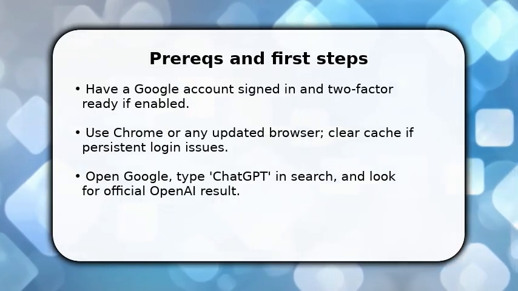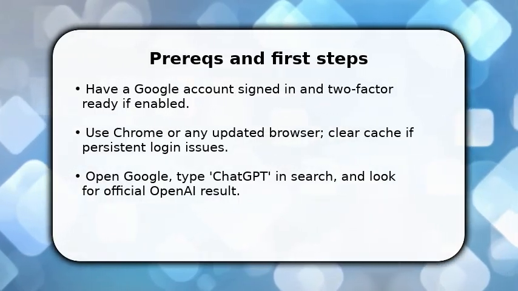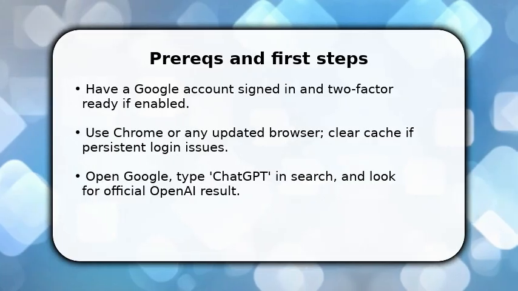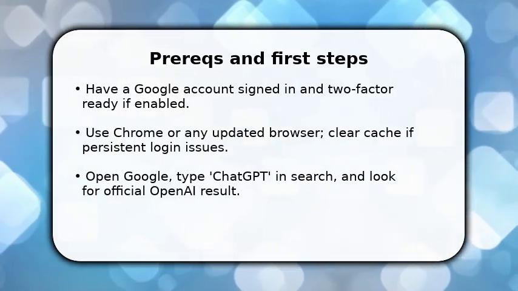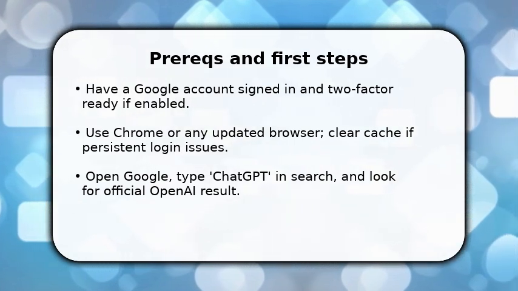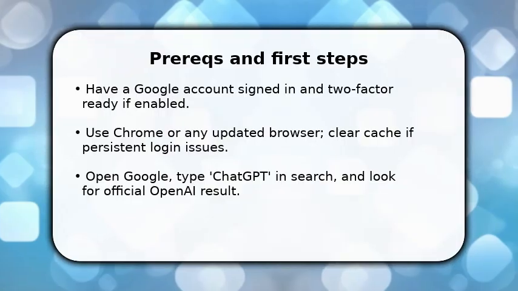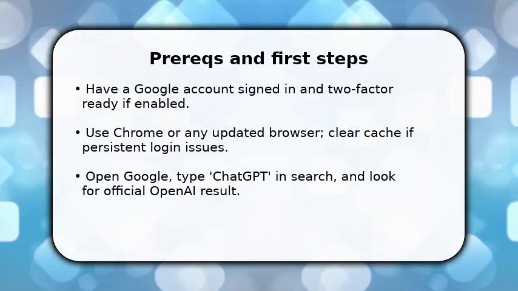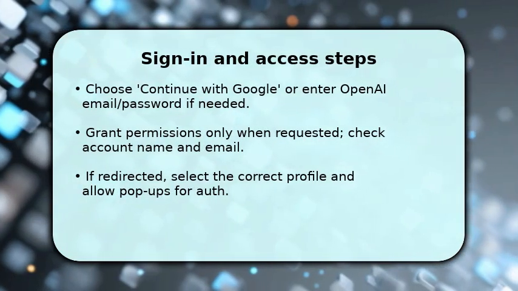If Google suggests the ChatGPT web app, click it. Once done, you may be redirected to sign in with Google or enter your OpenAI credentials. Choose the Google sign-in option to link accounts quickly. After you click the official ChatGPT result, the core step is authentication.